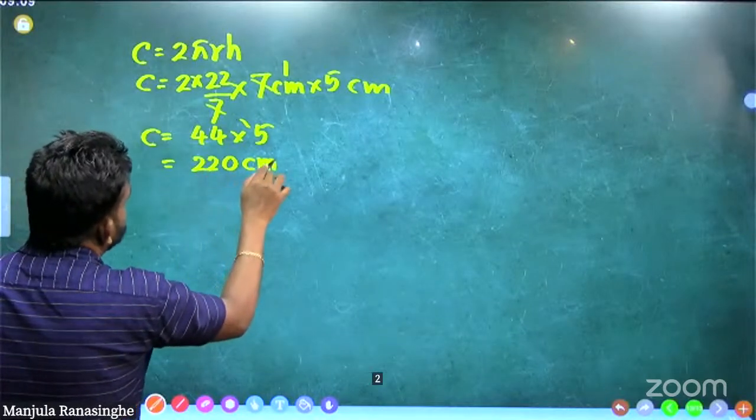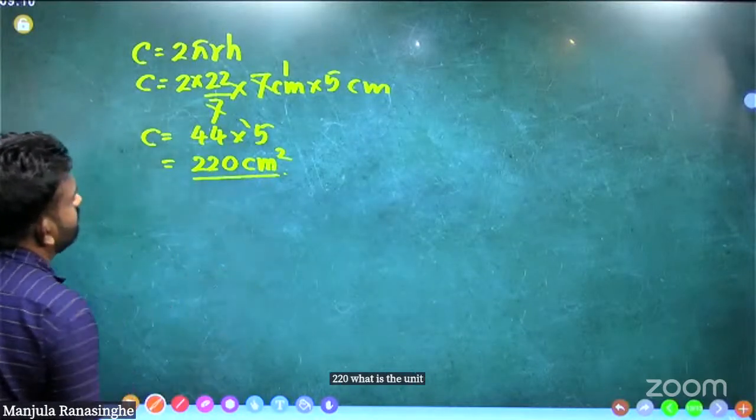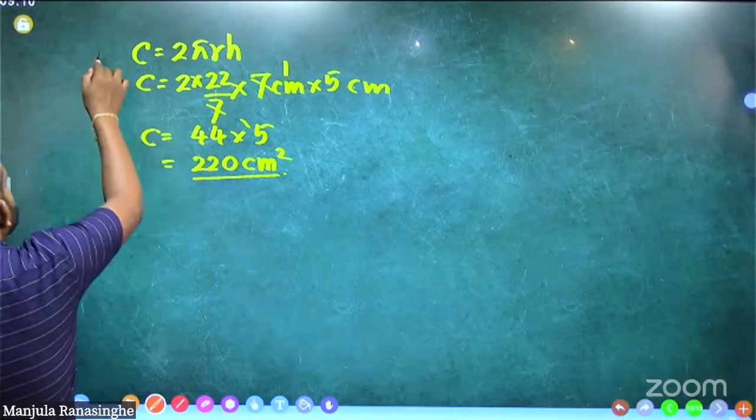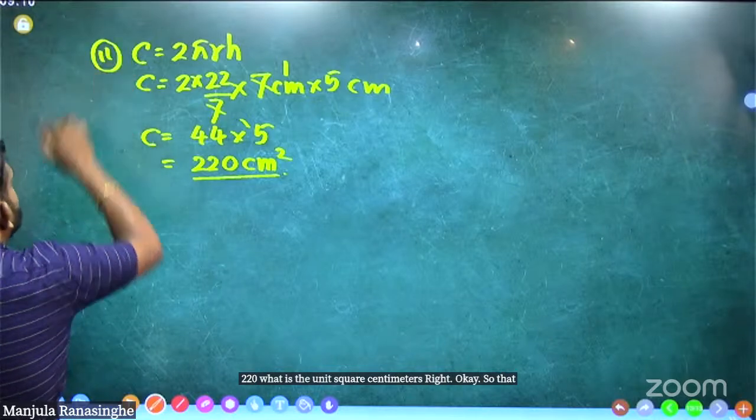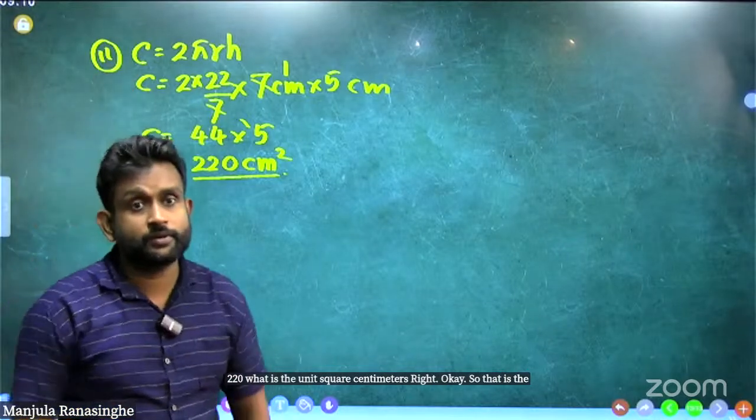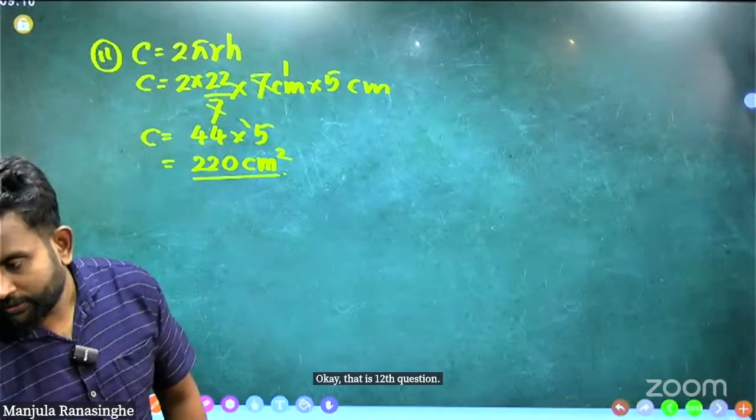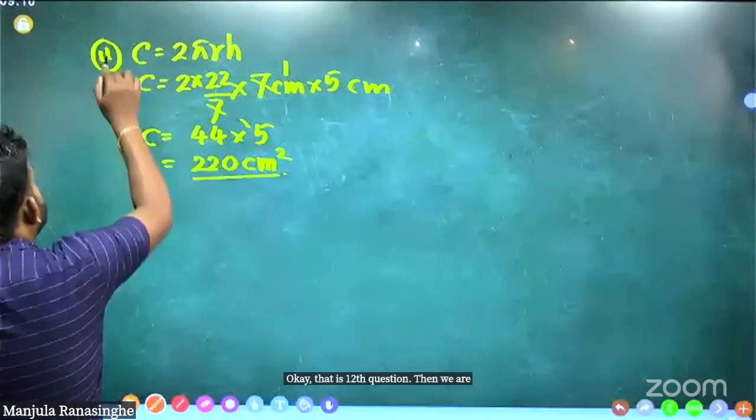220. What is the unit? Square centimeters. Right. Okay, so that is the required minimum surface area. Okay, that is the 12th question. Then we are moving to the 13th question.